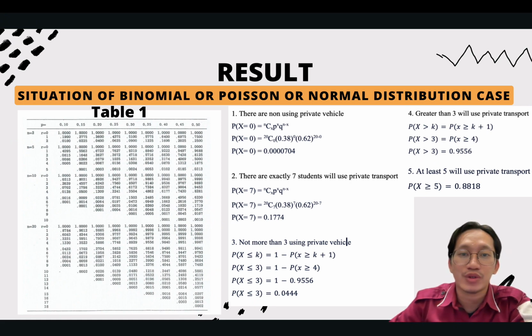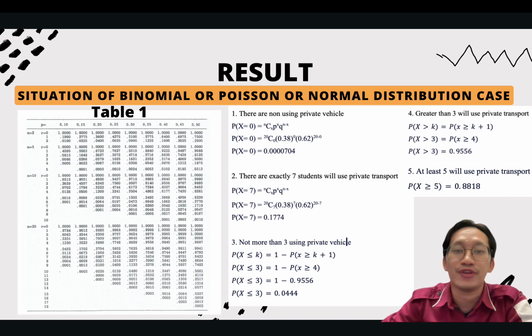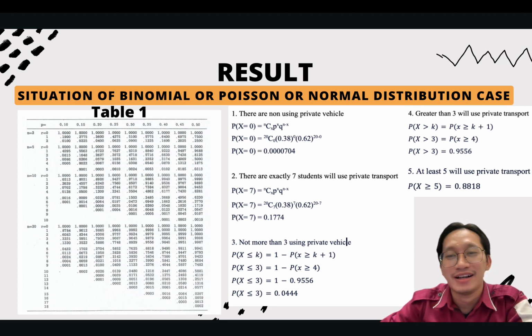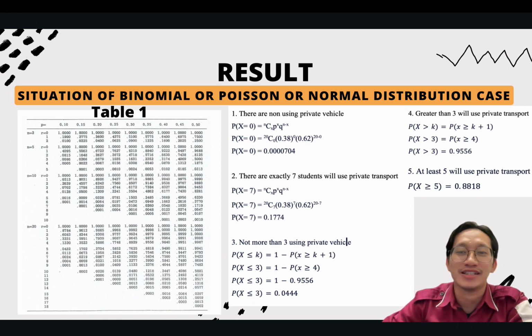For the first question, after calculating the probability value, we get 0.0000704. For the second question, we get 0.1774. For the third question, we get 0.0444, and for question 4, we get 0.9556, and for the last one, at least 5 will use private transport, we get 0.8818.